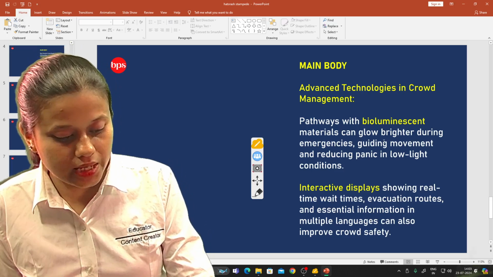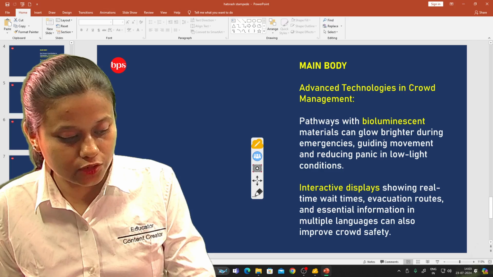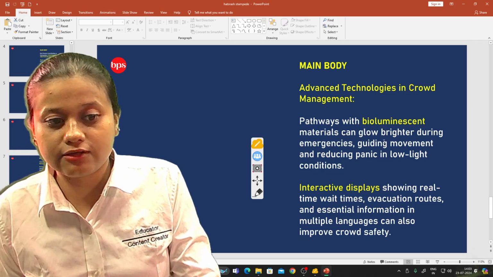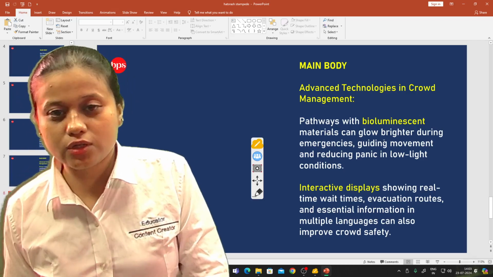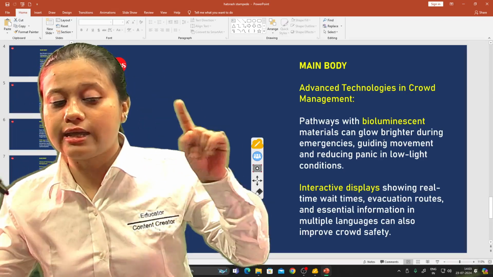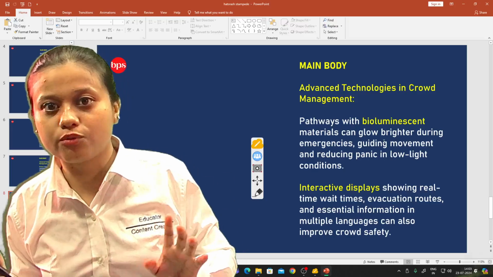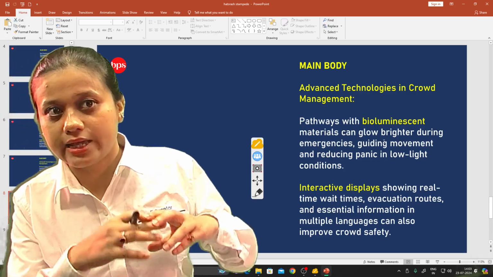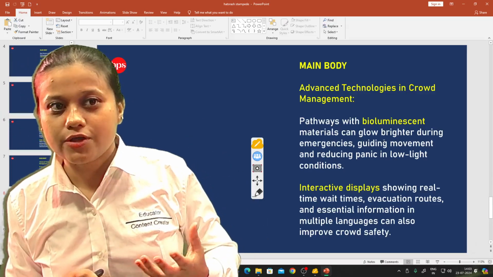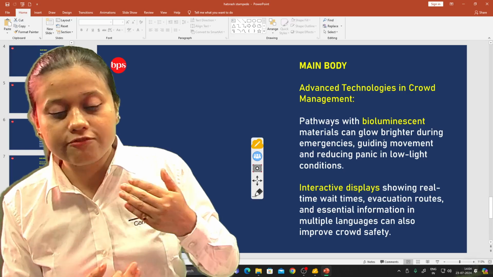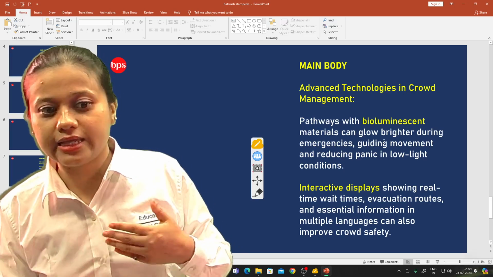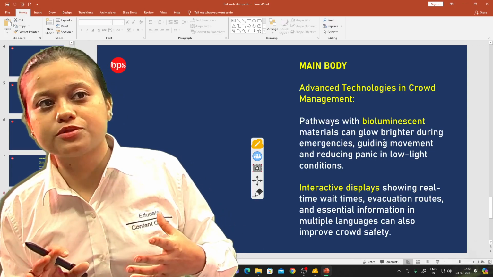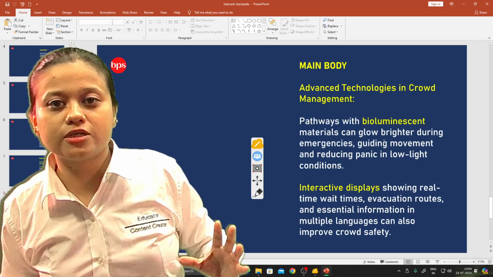Now interactive displays showing real time wait times, evacuation routes, and essential information in multiple languages can also improve crowd safety. Which are interactive displays? Let's say if there is a religious function going on, we need an interactive display, just like in a cricket stadium or football stadium. When there are interactive displays, people can see where the exit is, where the entry is. The interactive display is going to give a live demonstration of where the entry points or exit points are. So it becomes easy for people to navigate themselves in cases of very large crowds.